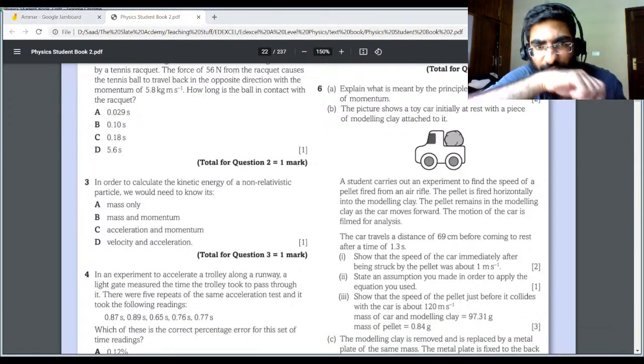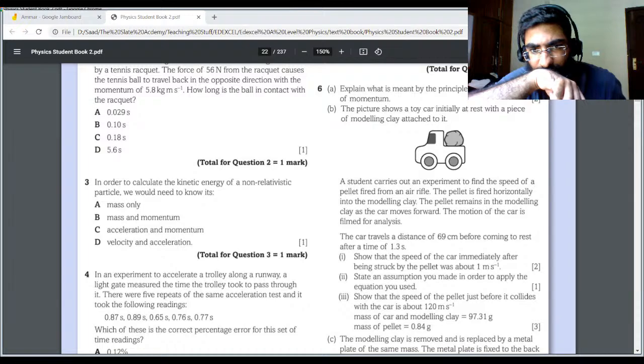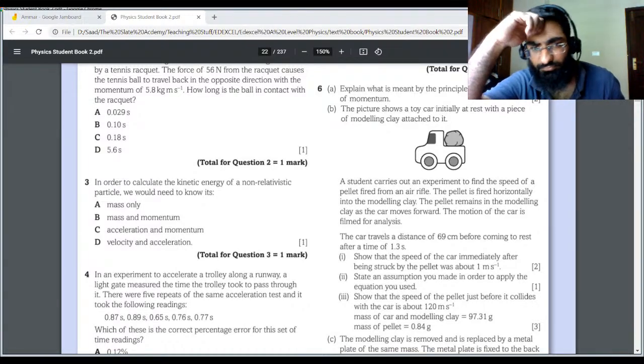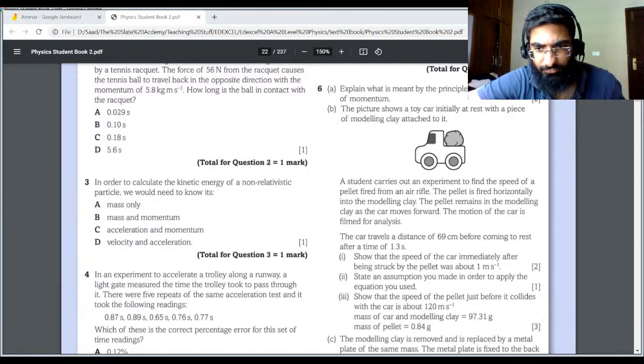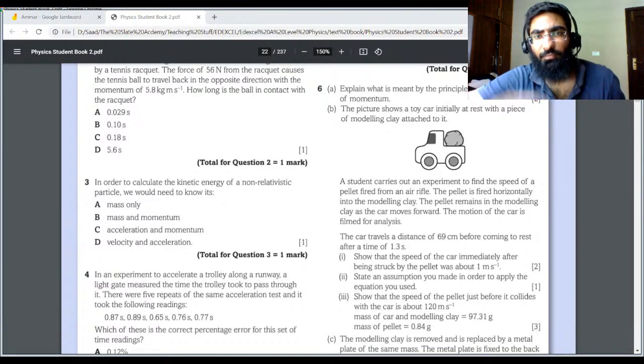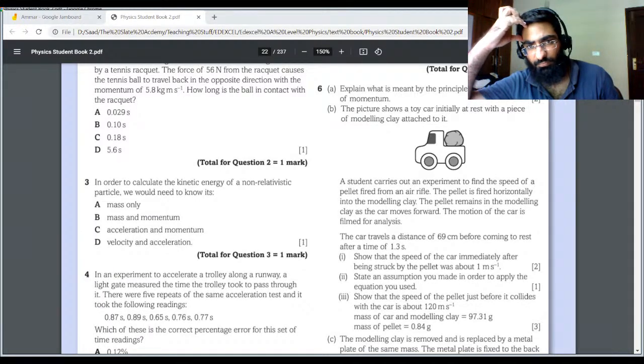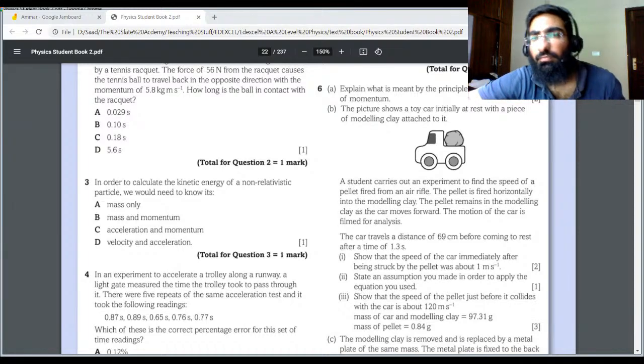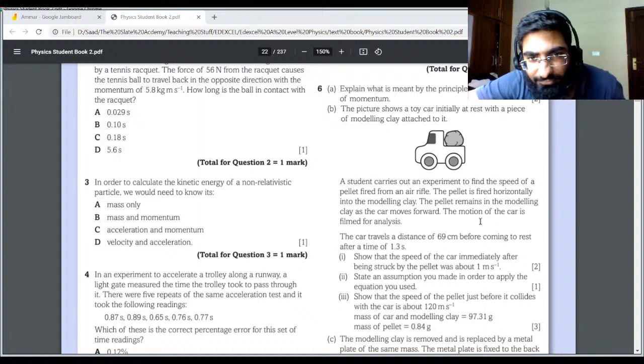6a please. Explain what is meant by the principle of conservation of momentum. The principle of conservation of momentum states that momentum before collision is equal to momentum after collision, meaning that momentum is neither created nor destroyed. Total momentum remains constant. Next part, please.